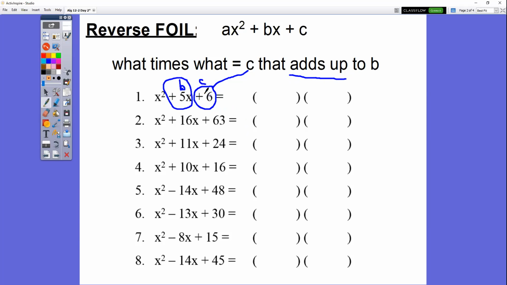Now you always have to look at the plus or minus sign in front of the number, because this would be a positive 6. If it had a minus 6 there, we'd be doing what times what equals negative 6. And we will have some like that. These all happen to be positive right here, but on the next slide, we'll have some minuses. So, and then this is a positive 5. So what times what equals positive 6 that adds up to 5?